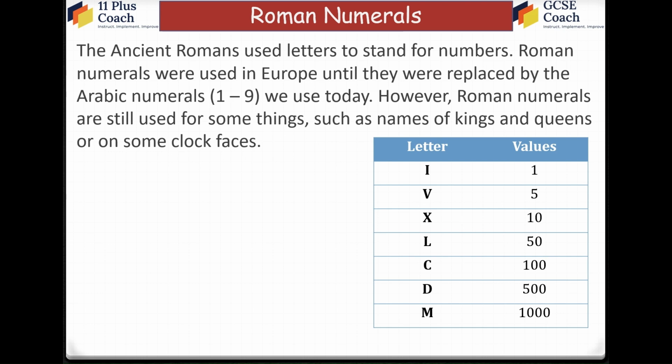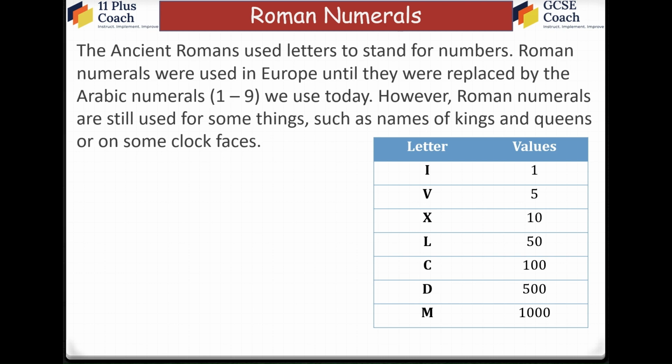Anyway, the letters you see on the screen, I, V, X, L, C, D, and M, represent certain values which you can see on the side. And the combination of these letters will make different numbers, which we will have a look at in a minute. So, for example, the letter I represents 1, V represents 5, X represents 10, L equals 50, C equals 100, D equals 500, and M equals 1000.